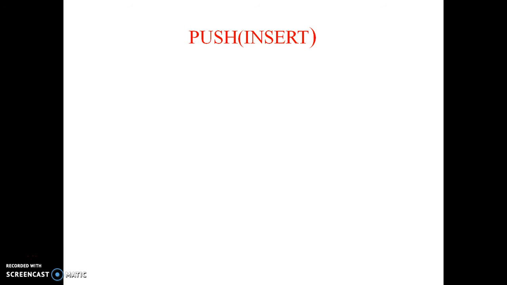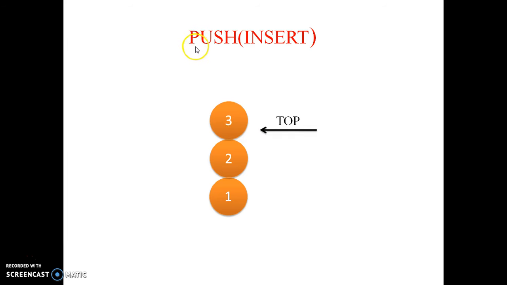I will insert the first orange at the first position. So the first orange is the topmost orange. Now when I want to insert the second orange, I will have to insert it above the first orange. So now the second orange becomes the topmost orange. Now I have to insert the third orange. I will insert it above the second orange. So I have inserted the third orange, which now becomes the topmost orange. This is the concept of push operation, that is insertion on a stack.